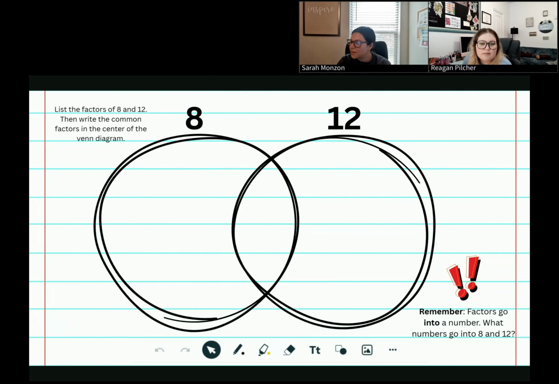Y'all are doing great. Y'all are doing awesome. And then as I'm looking through, guys, just a quick note. Remember, we're listing factors, not multiples. So multiples are going to be bigger numbers. It's the skip counting. Factors are numbers that fit into a number.